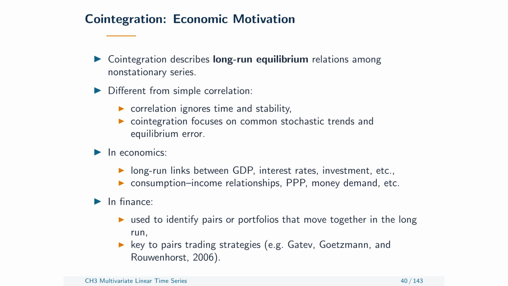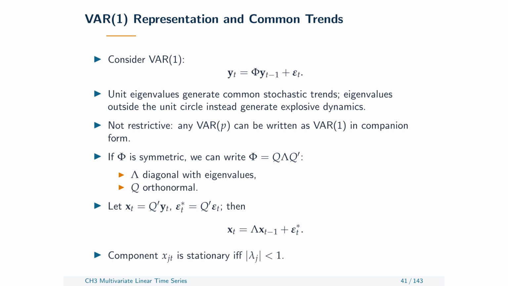Cointegration is different from correlation. 2 trending series can have high correlation without any stable relation, while 2 cointegrated series share a long-run equilibrium error that is stationary. Examples include consumption and income, purchasing power parity variables, money demand systems, and some price pairs in financial markets. Suppose every component of y is integrated of order 1, meaning its first difference is stationary.